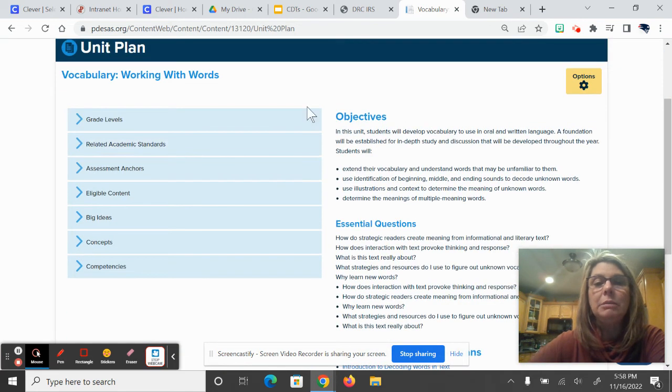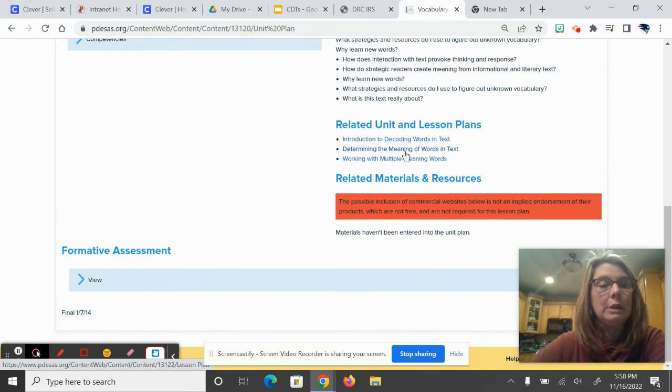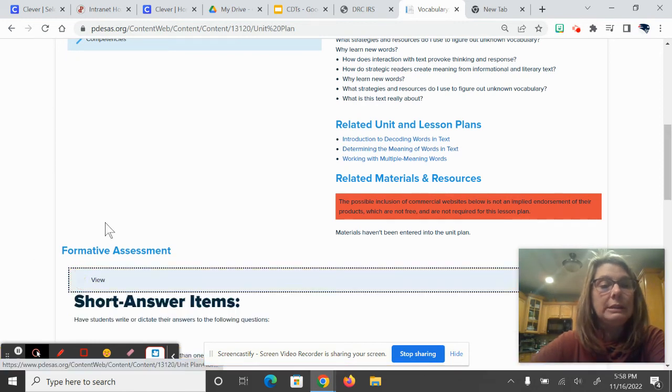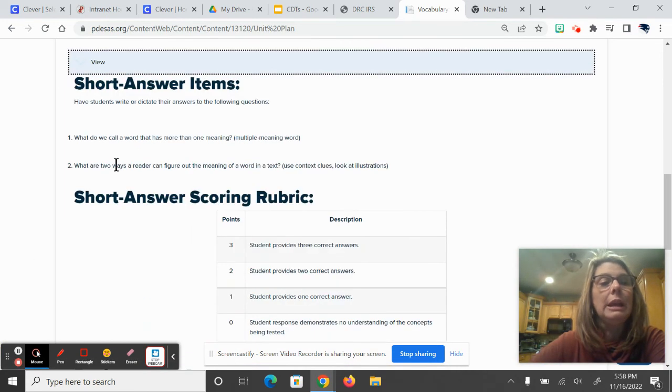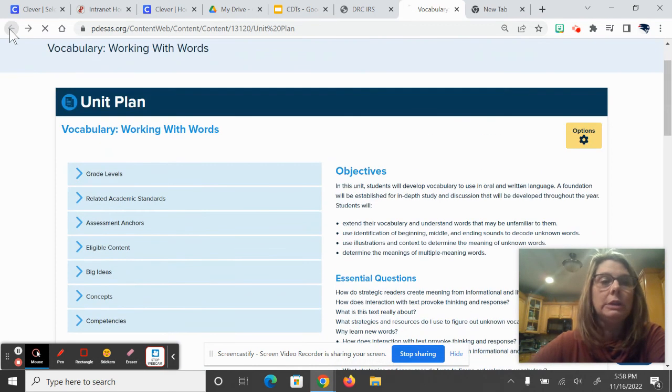It gives a complete unit on this vocabulary standard. It talks about decoding words in text, working with multiple meaning words, etc. There are some formative assessments, some short answer items, and some questions that you can ask as you incorporate that eligible content. So this is a wealth of resources here at your fingertips.